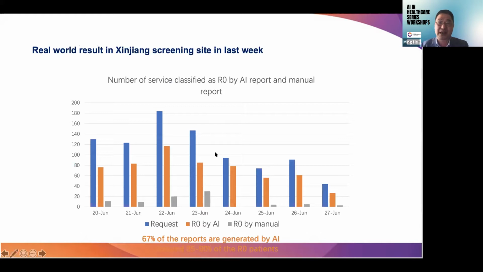Then I'm going to show you what happened. This is a typical day, a typical week in a screening site. Take June 22nd as an example. In one day they screened 180 people, so it's very hard to grade all these 180 patients' images. So we used AI to create an opportunity that significantly reduces the burden on manual grading. You see a lot of images being classified by AI, because in this DR screening setting, the majority of the diabetic patients are normal in the diabetic retinopathy grading. So AI helps a lot in improving efficiency.